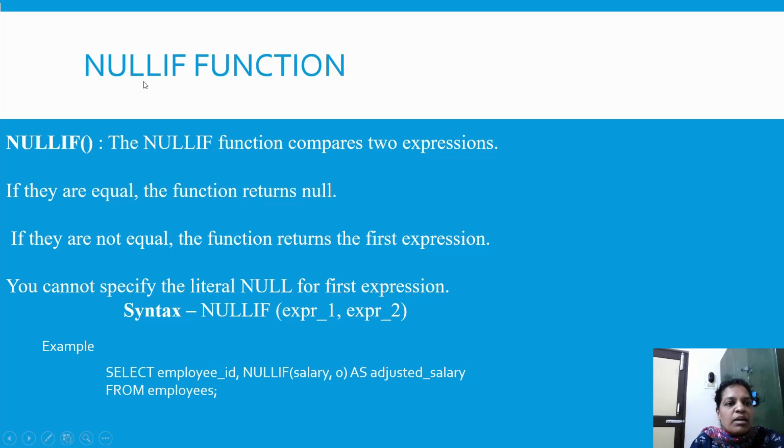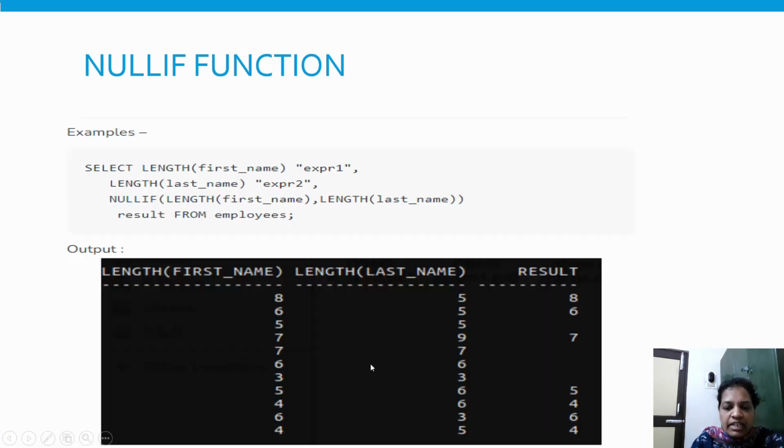So here we can see the NULLIF function. The NULLIF function compares two expressions. If they are equal, the function returns null. If they are not equal, the function returns the first expression. This is the syntax: NULLIF(expression 1, expression 2). Here we can see it with an example.